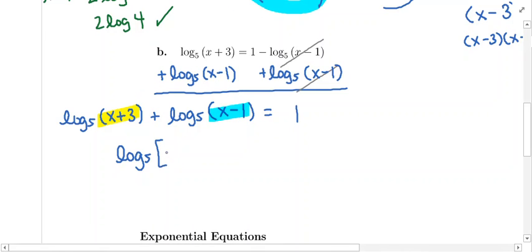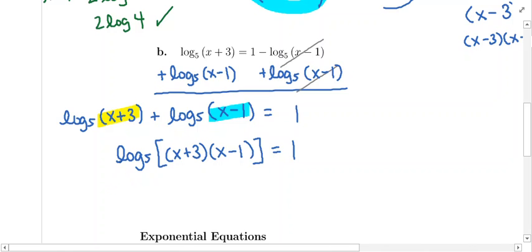This is going to be x plus 3. That's a package deal, so it needs parentheses, times x minus 1. That's a package deal, so it needs parentheses as well. This is how these two logarithms combine into one. That has to equal the number 1.